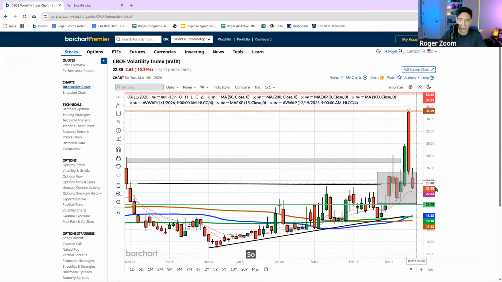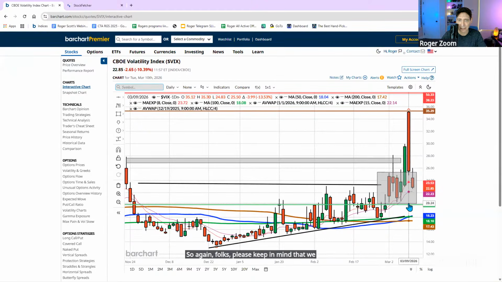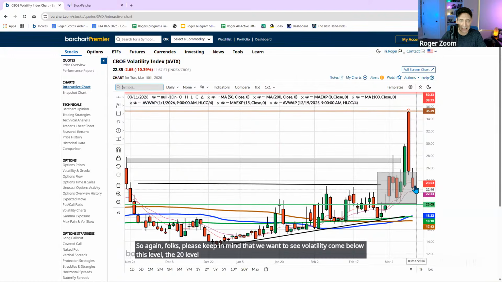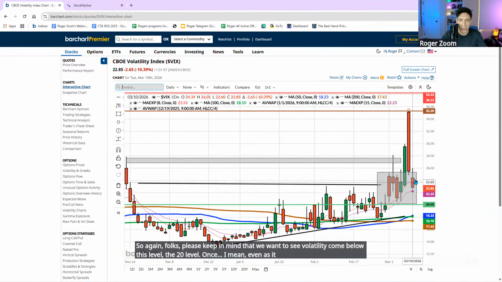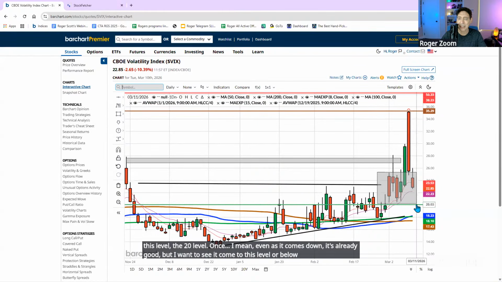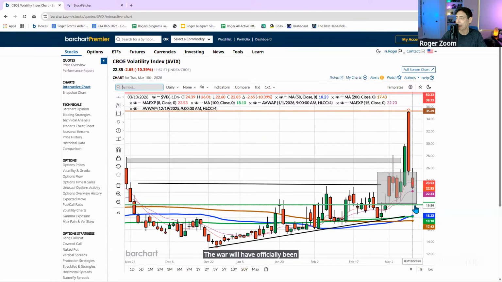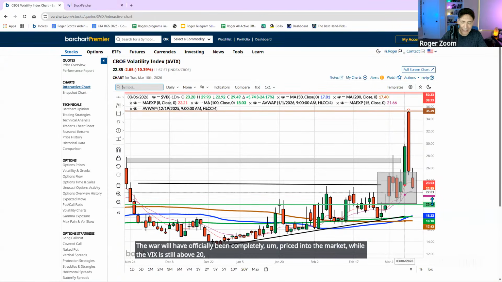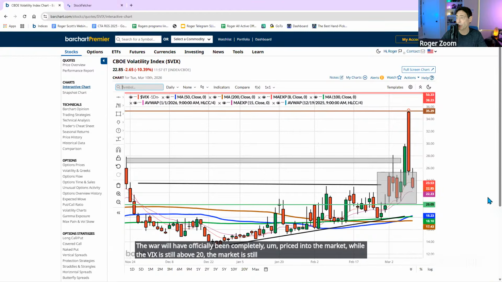So again, folks, please keep in mind that we want to see volatility come below the 20 level. Even as it comes down, it's already good, but I want to see it come to this level or below. Once we're below this level, the war will have officially been completely priced into the market. While the VIX is still above 20, things are still unknown, which means we can go one way or another. So don't go making big plans just yet.